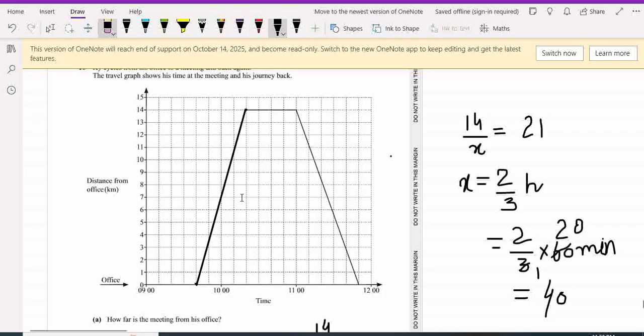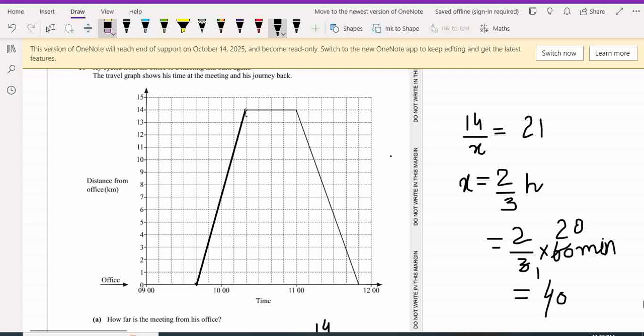If you count the number of boxes from 10 to 11, there are 1, 2, 3, 4, 5, 6 boxes for 1 hour. It means each box is for 10 minutes. Okay, so this is 10 hours 10 minutes. This is 10 hours 20 minutes.